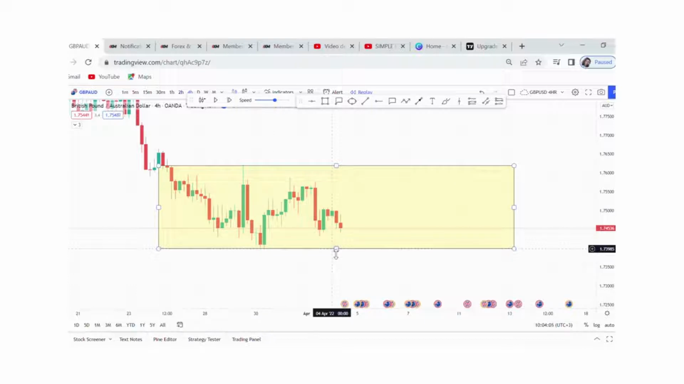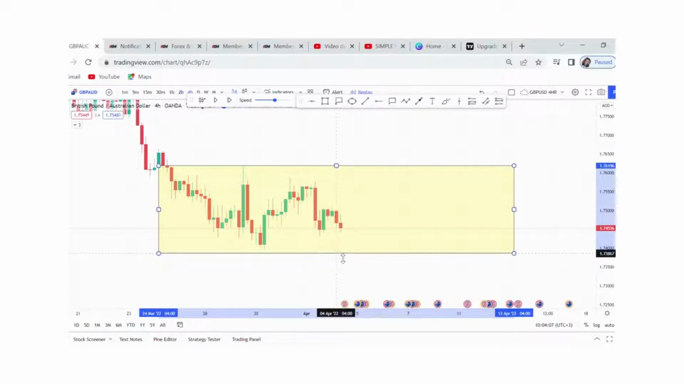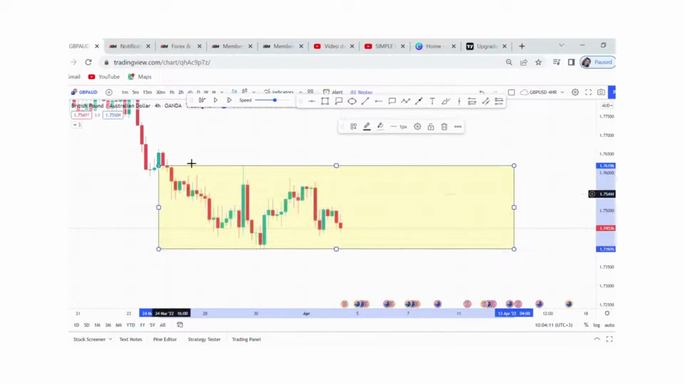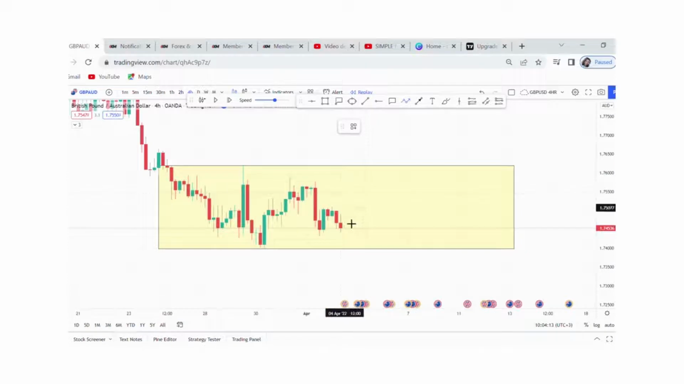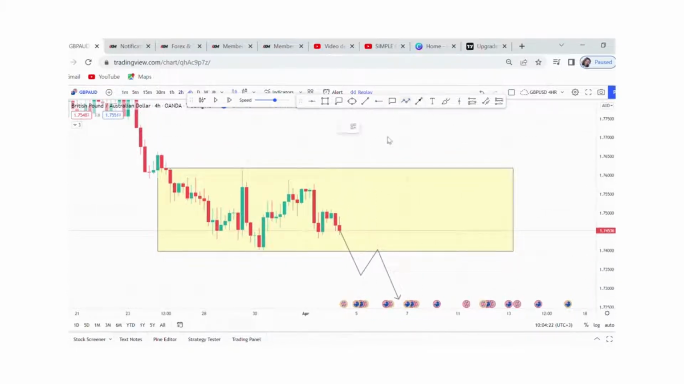So what you need to understand is that whenever the market will come and break either side, if this market breaks downward, the market will continue to go down. That's something that you need to understand. The other thing you need to understand, if this market happens to break upward, the market will continue to go down.